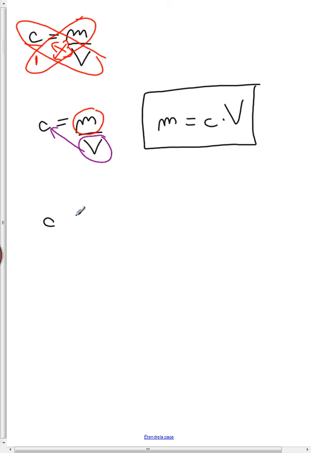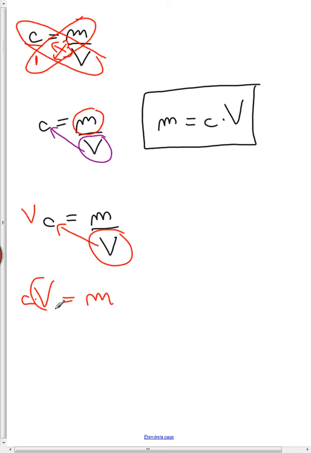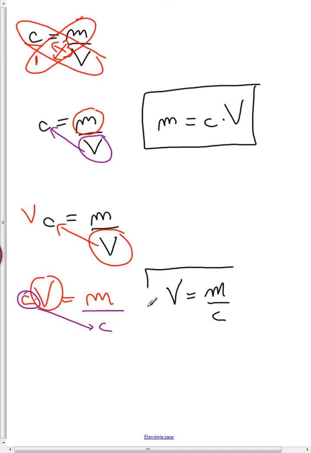Also, if I have C equals M over V, and I'm interested in isolating V, I don't want 1 over V, I want V equals something. Therefore, I have to send V to the numerator. Doing so, I end up with CV equals M, but I want V. So I will get rid of C by sending it to the denominator. And I will have thus isolated my variable V, and V is M over C.